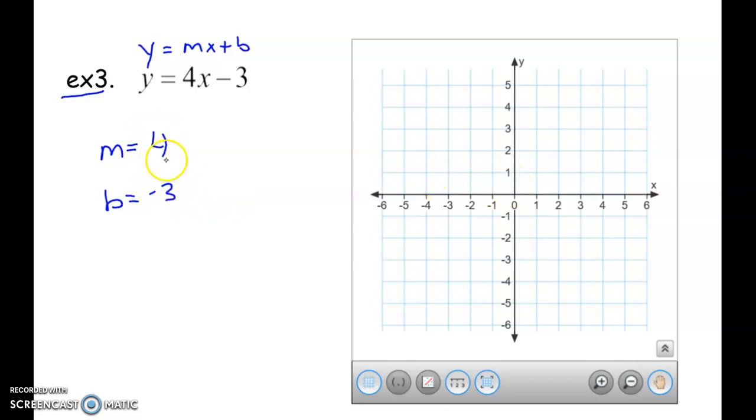All right, so your starting point is the b, down 3. And then your slope's 4. Remember, if it didn't have a denominator, we can put it over 1. So if you forgot that, go ahead and graph it now. About 30 seconds here.